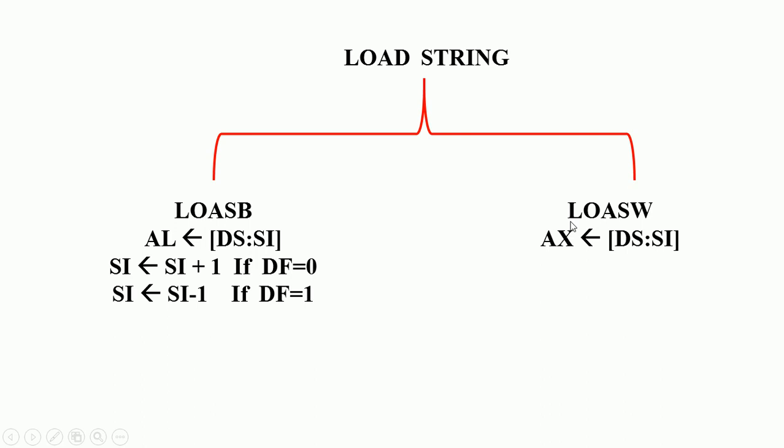In the same way, we have LODSW, load string word. Now in this case, if you execute this instruction, it is going to transfer data from memory, where the address is given by the same thing, DS:SI, and transfer it to AX. Here we can transfer a word, not a byte. Because of the word, SI is incremented by 2 if the direction flag is reset, or SI is decremented by 2 if the direction flag is set.